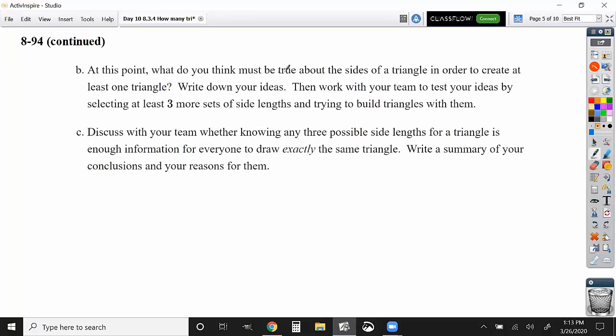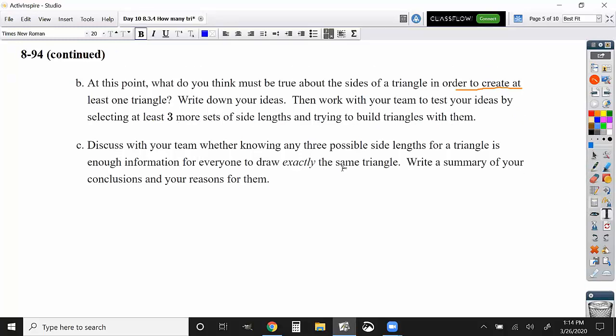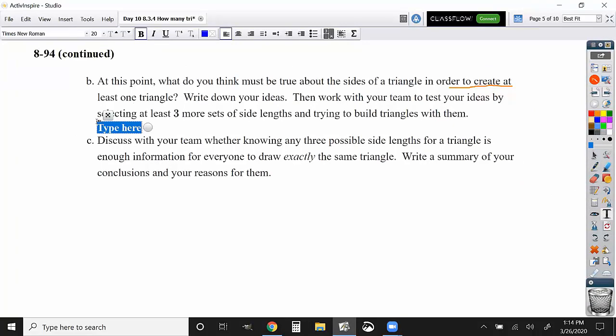Problem B, at this point, what do you think must be true about sides of a triangle in order to create at least one triangle? Write down your ideas, then work with your team to test your ideas by selecting at least 3 more sets of side lengths and trying to build them. So what I would say on this one is something like this. To make at least one triangle, the sum of any two sides must be greater than the third side.